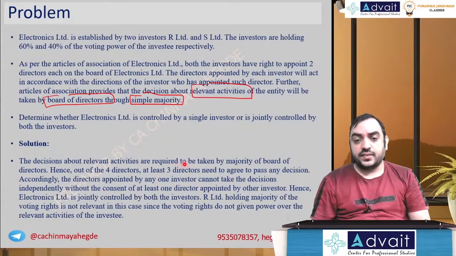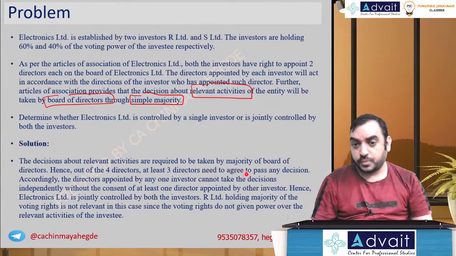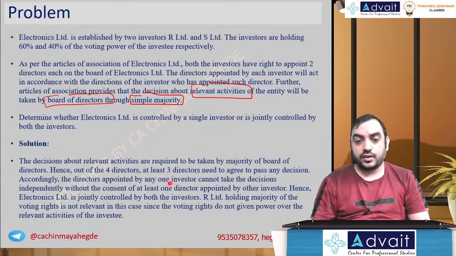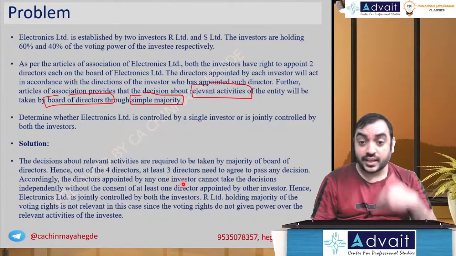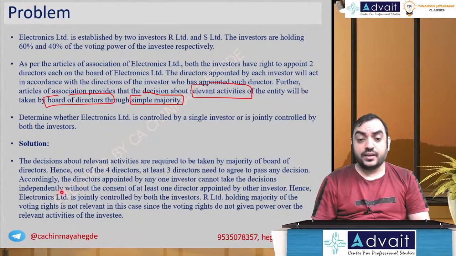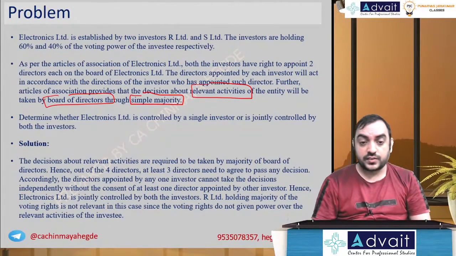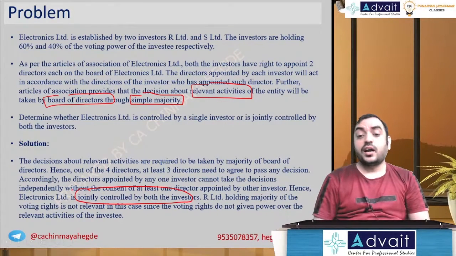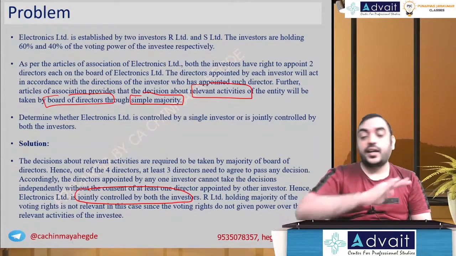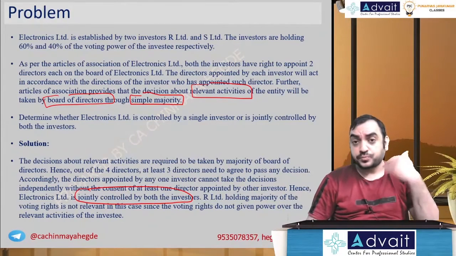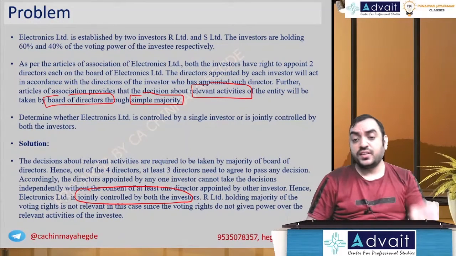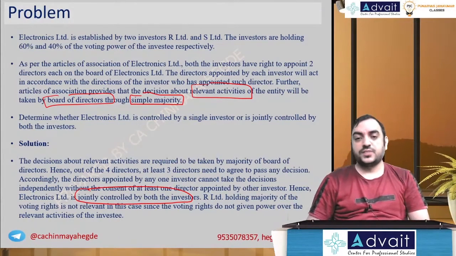Decision about relevant activities is required to be taken by majority out of 4 directors. At least 3 directors need to pass a resolution. Accordingly, board directors appointed by one investor cannot take decisions independently without the consent of at least one other director. Hence, Electronics Limited is jointly controlled. Yes, it is jointly controlled, implicit joint control by both the parties. R Limited holding the majority of the voting rights is not relevant because voting rights do not give the power over relevant activities of the investee.